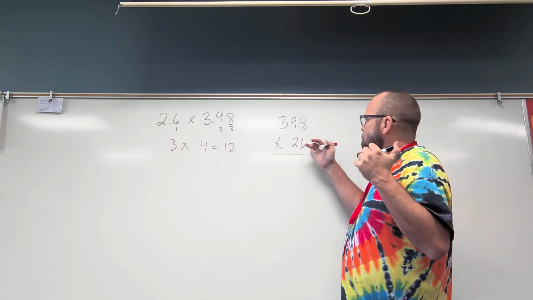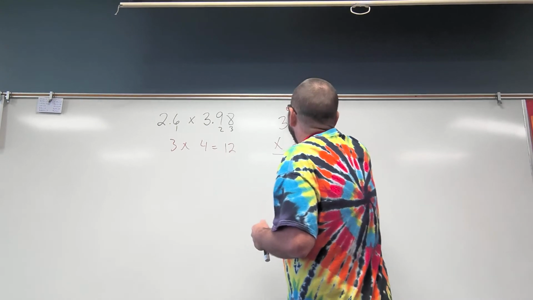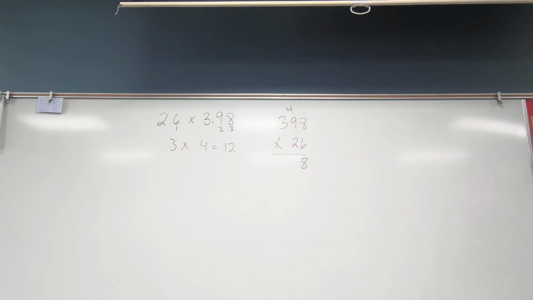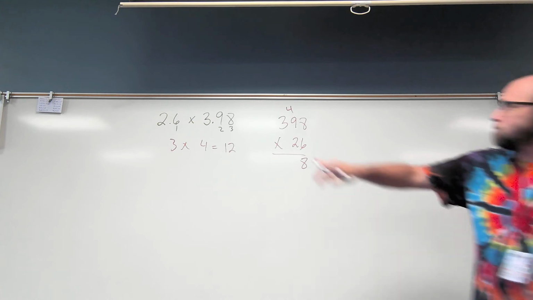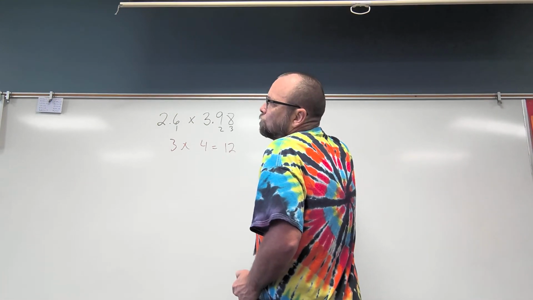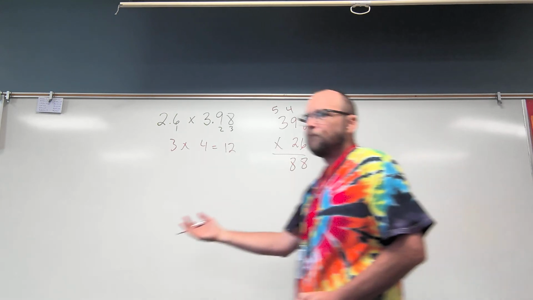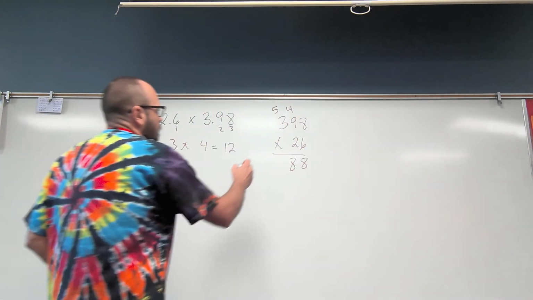All right, so Leo, 6 times 8 is? 48. 48 ones, or 8 ones and 4 tens. Leo, 6 times 9 is? 54. Plus the extra 4. 58. So 58 tens, which is 5 hundreds, and 8 tens. Leo, 6 times 3? 18. Plus the other 5? 23.